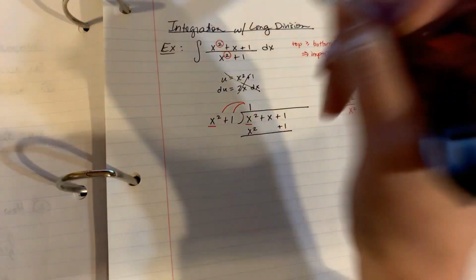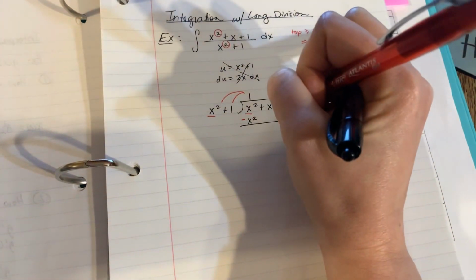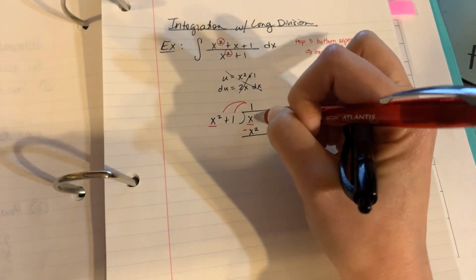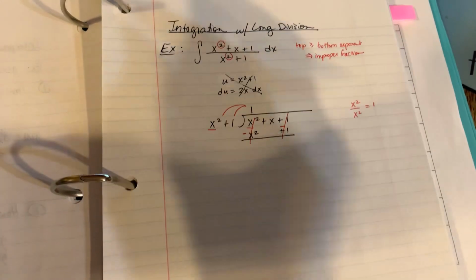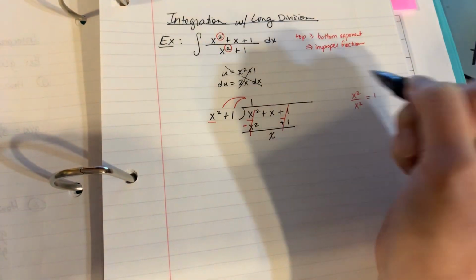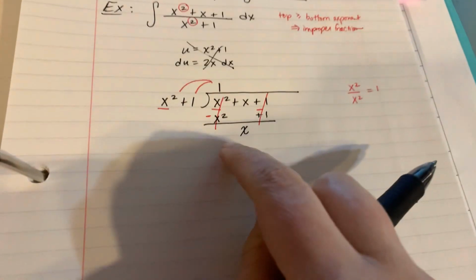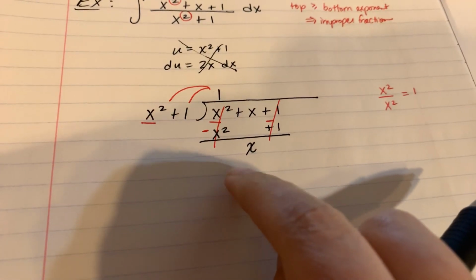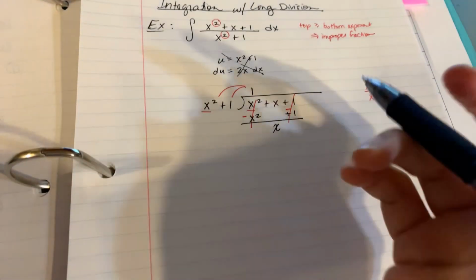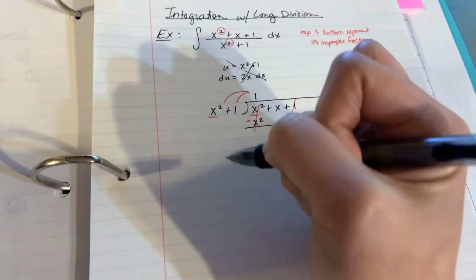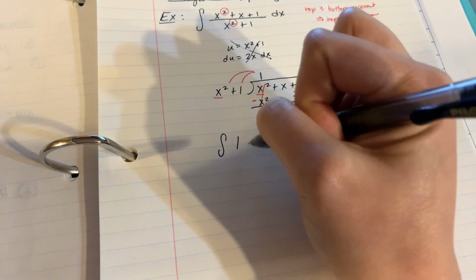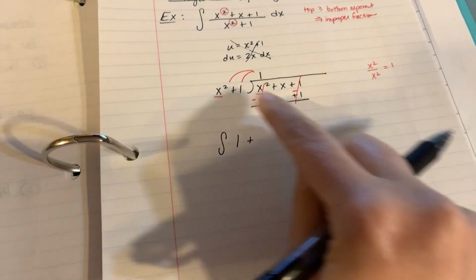Then you change the sign because you're subtracting. So I just like to change the sign and then add. So those are going to cancel and those cancel, which those don't always, but those always do cancel. And we just get x. Now that's it because x squared doesn't go into x, so we're done. So now you just write it as an improper fraction. So this now becomes 1, that's the whole number, plus the remainder over the divisor.